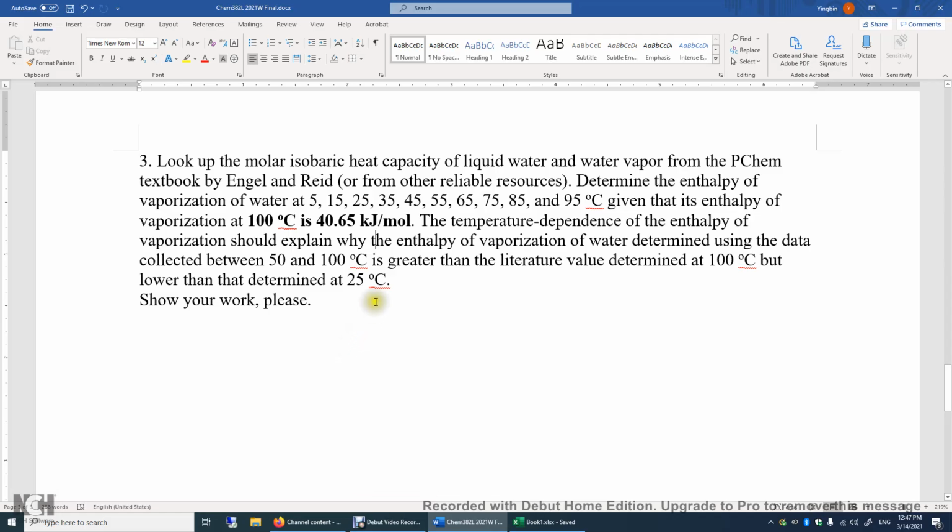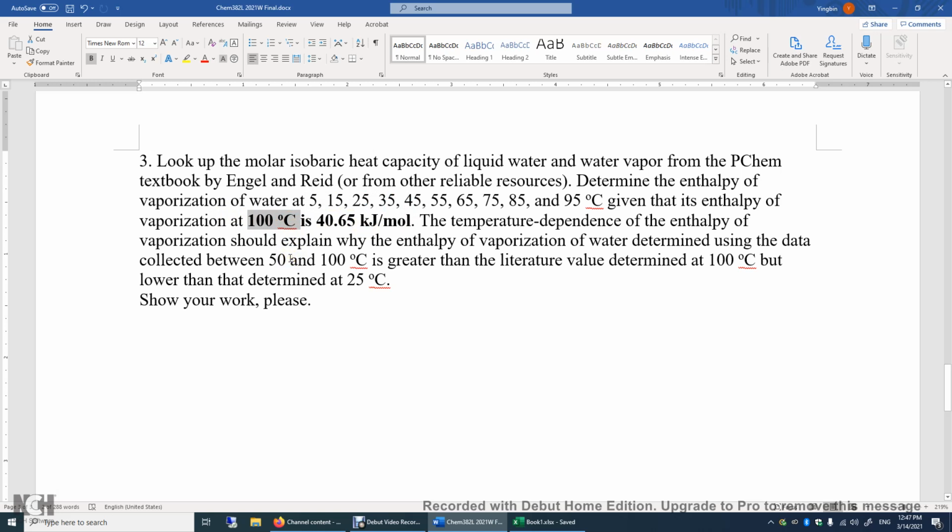In this video, we will determine the enthalpy of vaporization of water at various temperatures, ranging from 5 to 95 degrees Celsius. We need to look up the molar isobaric heat capacity of liquid water and water vapor from a reliable resource. And also, we need to know the enthalpy of vaporization of water at a given temperature, any temperature. But here, I'm giving you this enthalpy of vaporization of water, 40.65 kilojoule per mole at 100 degrees Celsius under the normal pressure, which is 1 atm pressure.